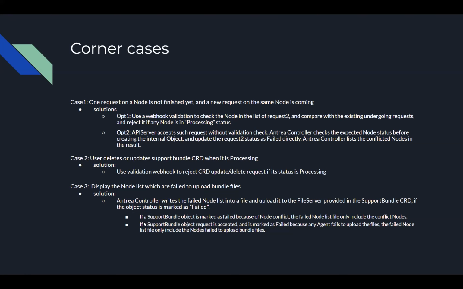There might be two types of node lists in the file. One is that if the support bundle object is marked as failed because of node conflict, the failed node list file only includes the conflicted nodes. And if the support bundle object is marked failed because some agents failed to upload files, the failed node list only includes the nodes that failed to upload the files.